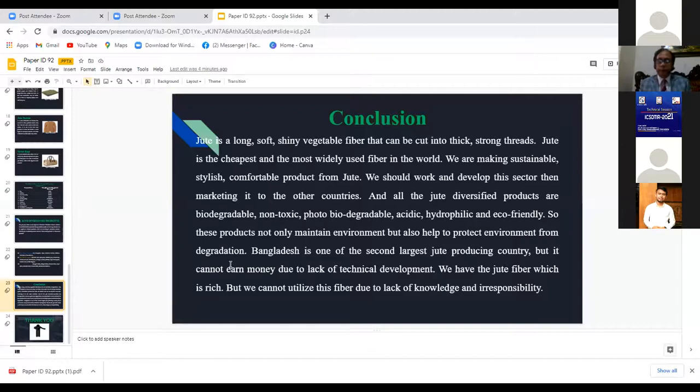We have jute fiber, which is rich, but we can't utilize the fiber due to lack of knowledge and irresponsibility. Some days ago, Dr. Engineer Mubarak Ahmed sir made a jute bag, an alternative to plastic bag, from jute fiber. This is the most important thing for us. Thank you so much, sir.